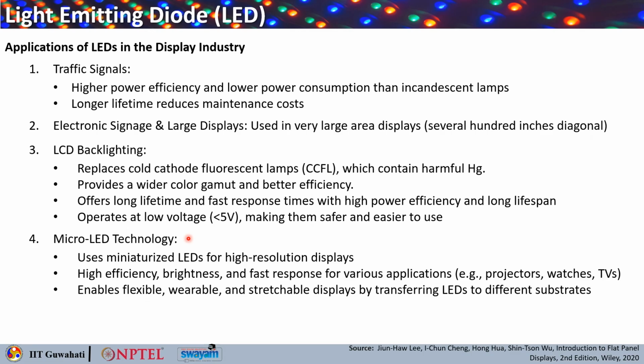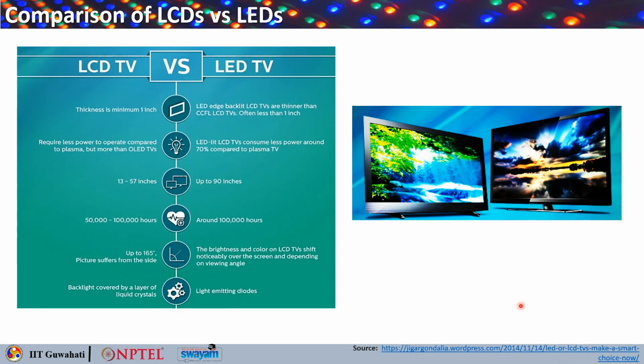Now, recently a new technology is coming up which is called micro LED technology. So, this basically uses miniaturized LEDs for high resolution displays. So, here they are not doing the backlighting anymore. They are basically producing the pixels and giving the color on their own. So, they are highly efficient, they are bright, and they have very fast response needed for various applications like projectors, watches and TVs, and they also enable flexible, wearable and stretchable displays by transferring LEDs to different substrates.